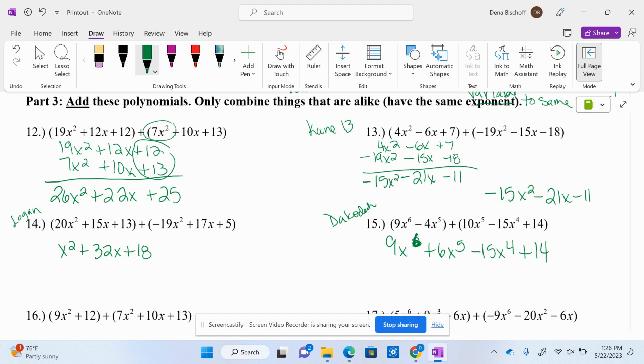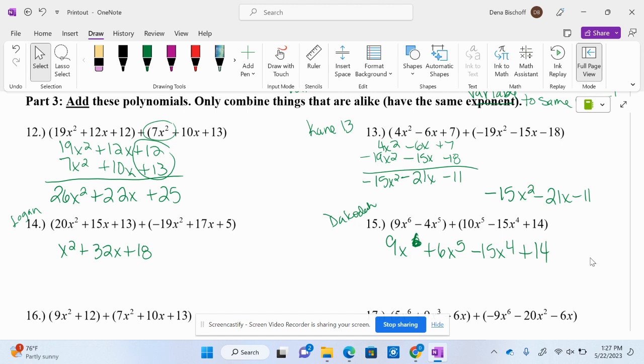Dakota, the only feedback that I want to give you is look at your 4x to the 5th. You have a negative 4 and a positive 10, which gives you what? 10 minus 4 is what? 6. So make that a positive 6. So plus 6x to the 5th. Perfect. So 9x to the 6th plus 6x to the 5th minus 15x to the 4th plus 14. Perfect, gentlemen. Go ahead. Erase it. Thank you, sir. So those are the answers up there. I'm going to give you guys a minute or less to write those down because our notes are posted.